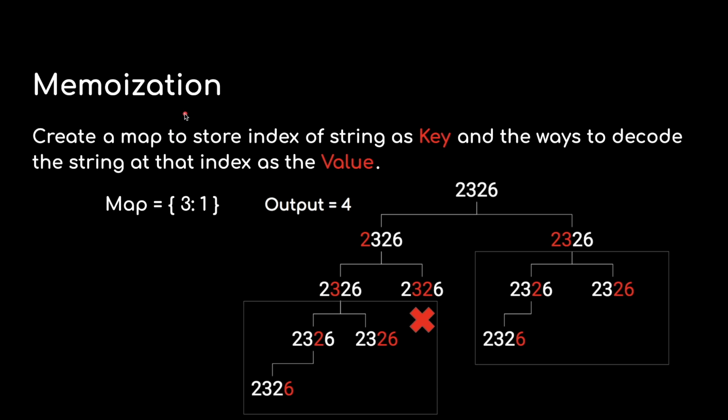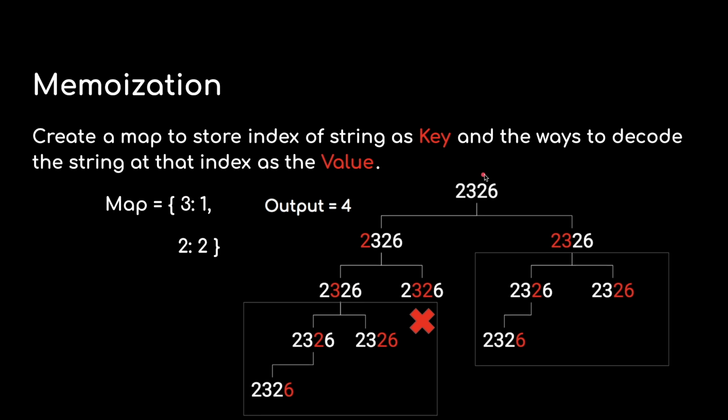Using memoization, we have created a map to store the index of the string as the key and the ways to decode the string at that index as the value. What I mean by that is, we have this tree, and since we are using depth first search, our recursion will move to the last index, which is 3 in this case. At the third index, we have the value 6. The ways to solve 6 is only 1, since 6 can only be used as a single digit. So in our map, at index 3, we have the value 1.